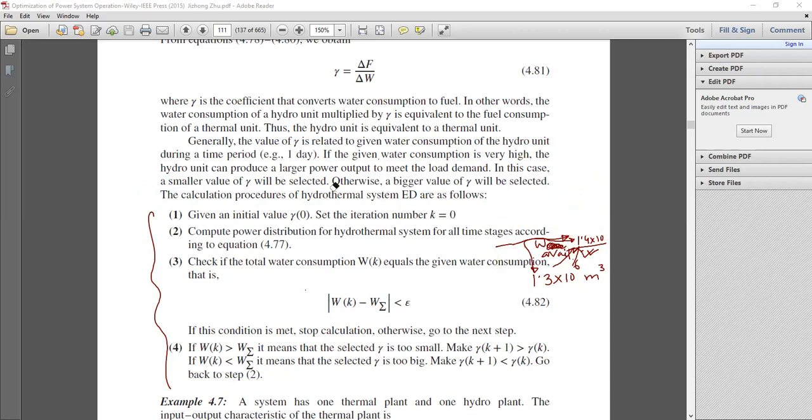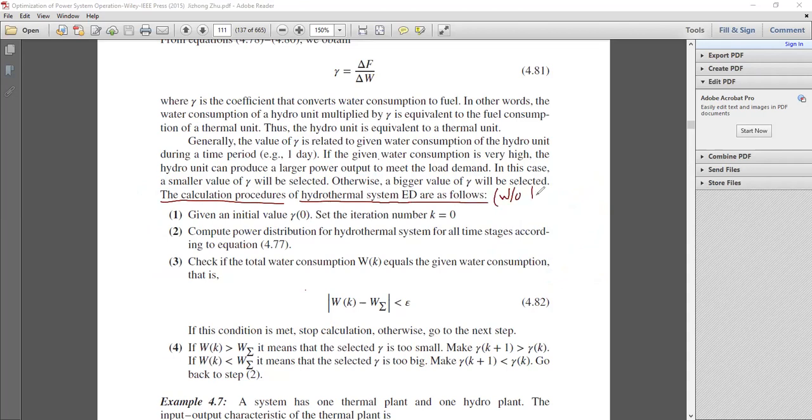So now let's see what are the specific chronological steps, stepwise. So this is the calculation procedure for hydrothermal system ED, of course, without network losses. Now, given an initial value, so that means some value should be given or chosen. If it is not given, it should be chosen. So given an initial value of gamma, we start our iteration. Let's say the iteration counter is denoted by k equals 0.